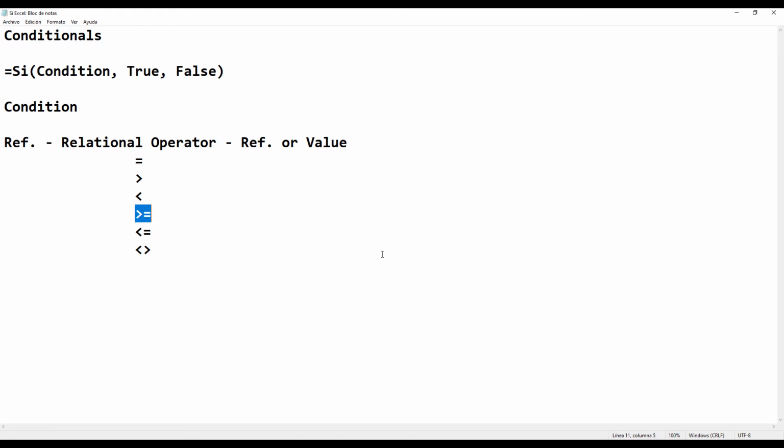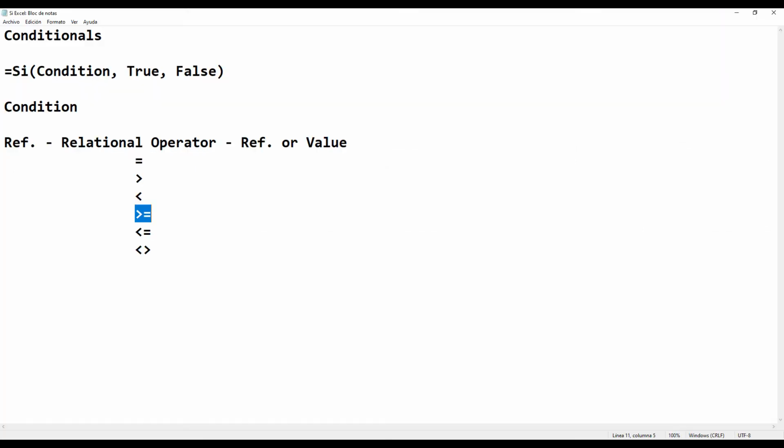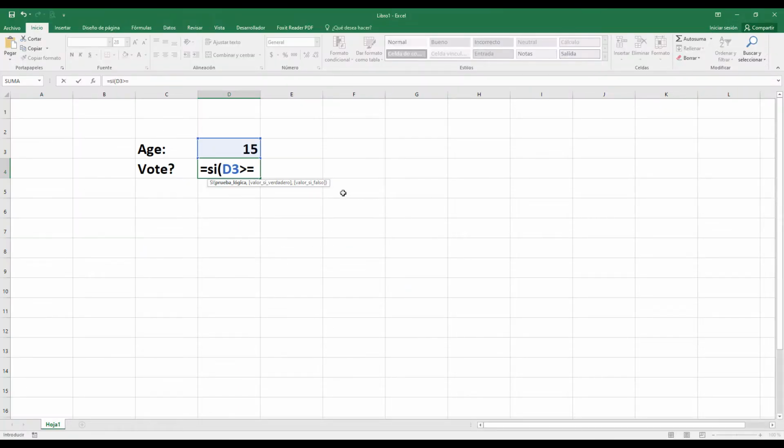So this is greater and equal, a reference or a value. You need to be 18 years old. Okay, so this is the conditional. T3 greater or equal than 18, comma.